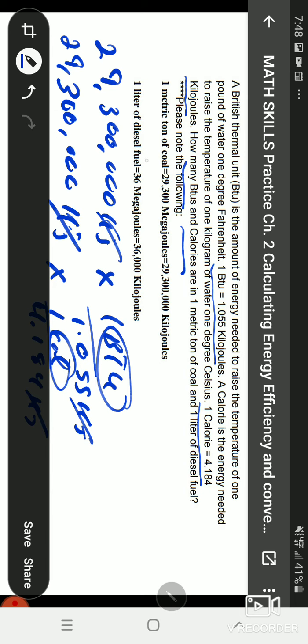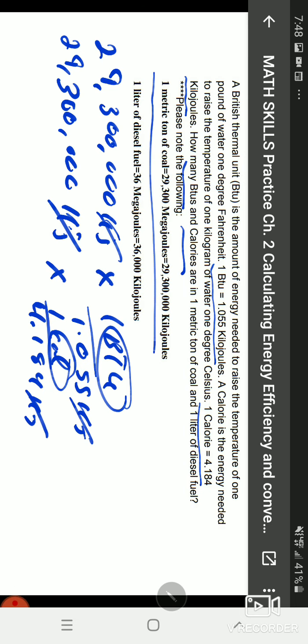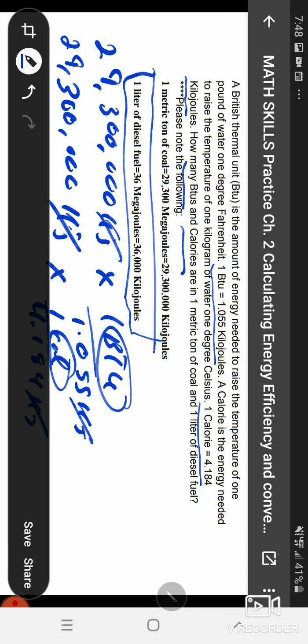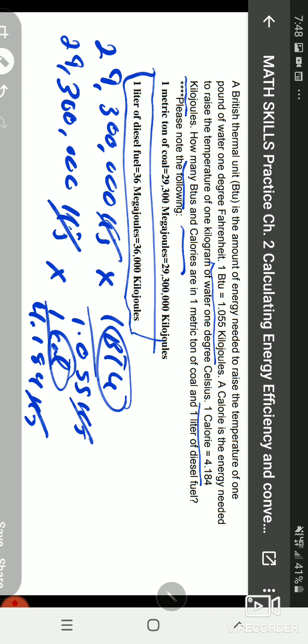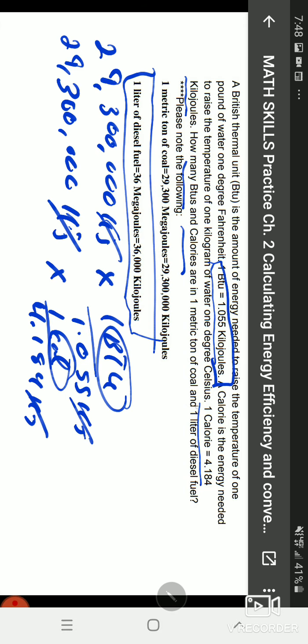Now, that solves this first one here, but I'm going to save this second one for you. It's the same sort of thing. You're trying to figure out basically how many BTUs and calories can be found in diesel fuel. Okay, and it gives you the same value. It gives it to you in kilojoules. And all you have to do is use these values here to answer it. So again, these are the conversion factors.